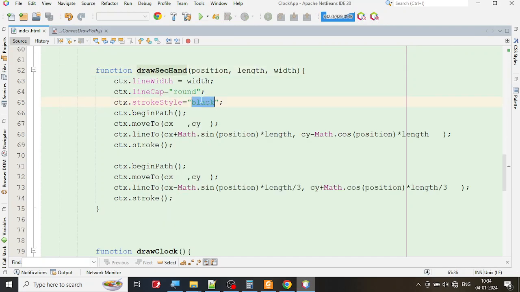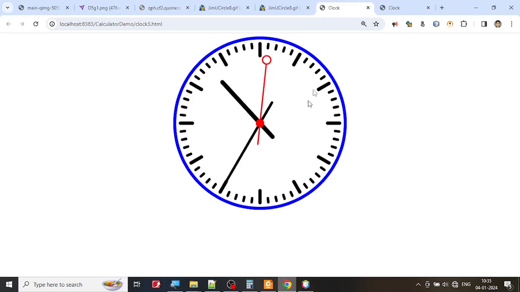Let's start with the first. Let's change the color as red. So if you look at this one, it is red in color. So you got the color is red because other two are black. This is red. Then let's go and fix a few other problems. So what are the few problems that you face? First of all, you need a circle at the center. You need a red color circle that is required.